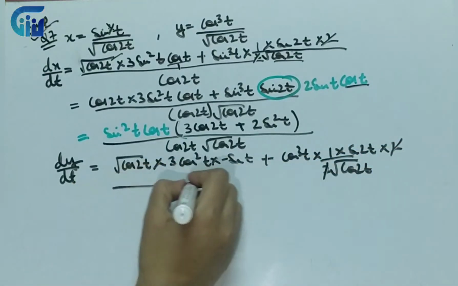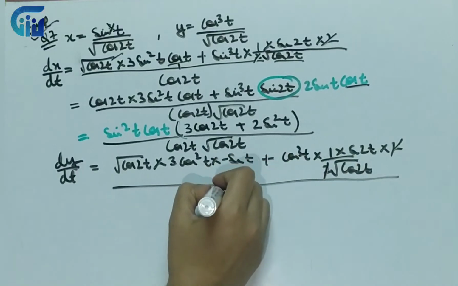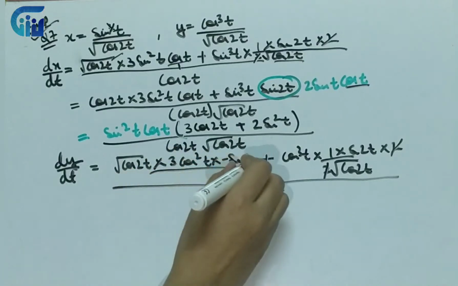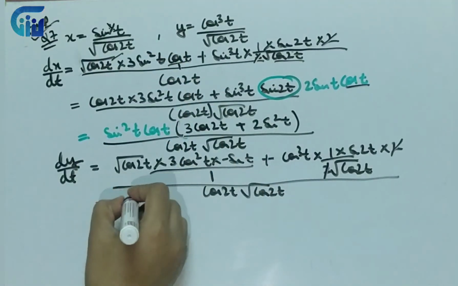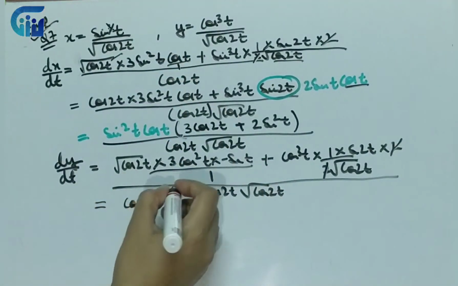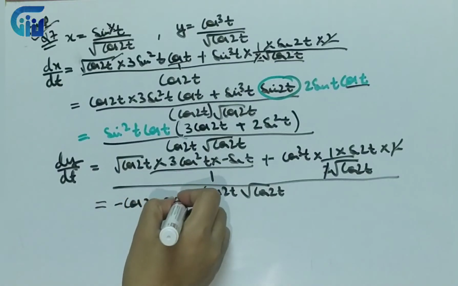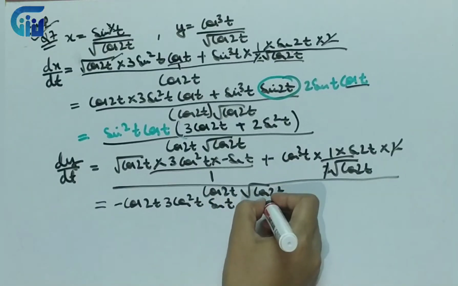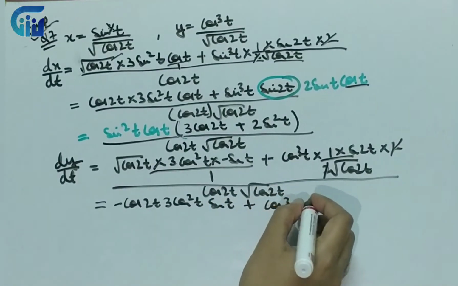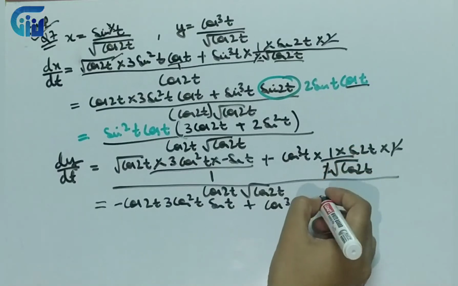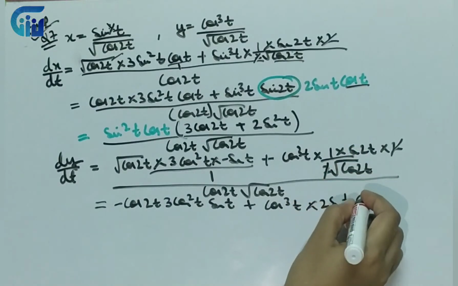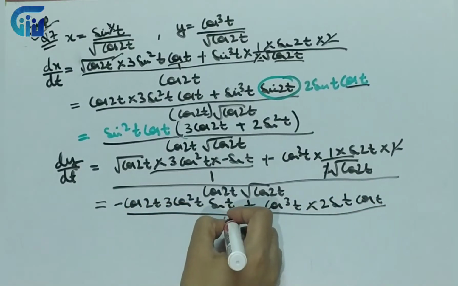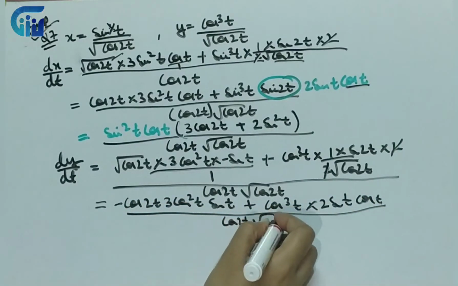In the denominator we will have cos 2t. We will take the LCM. So it will be cos 2t minus 3 cos square t sin t plus cos cube t. In place of sin 2t, I'll just write the formula that we did in the previous question like this. So it is cos 2t cos 2t.